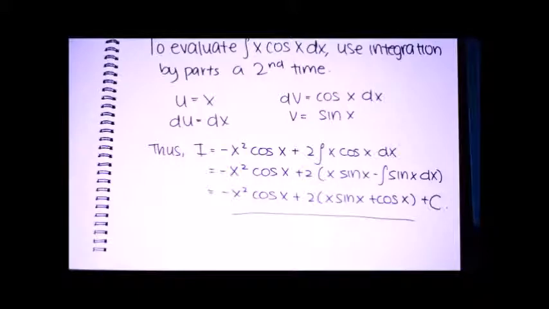Whereby this time u equals x, du equals dx, and dv equals cosine x dx, and v equals sin x. Therefore, negative x squared cosine x plus 2 times integration of x cosine x dx equals negative x squared times cosine x plus 2 times x times sin x minus integration of sin x dx, which equals negative x squared cosine x plus 2 times x times sin x plus cosine x, and lastly plus c.